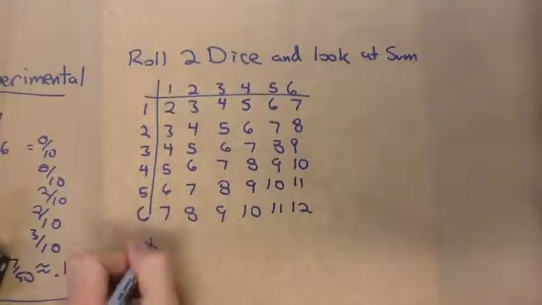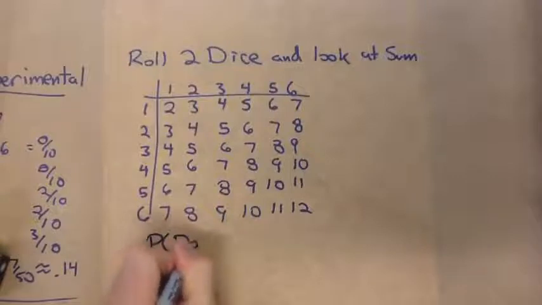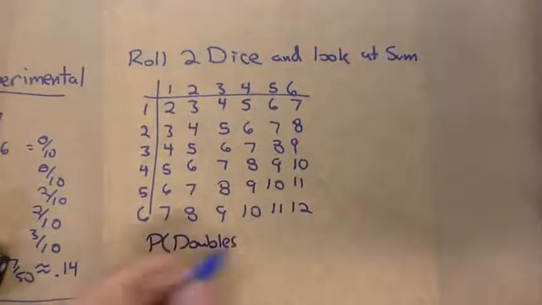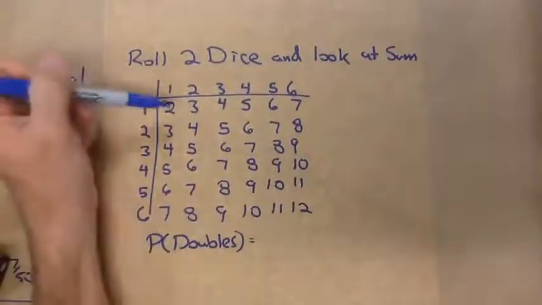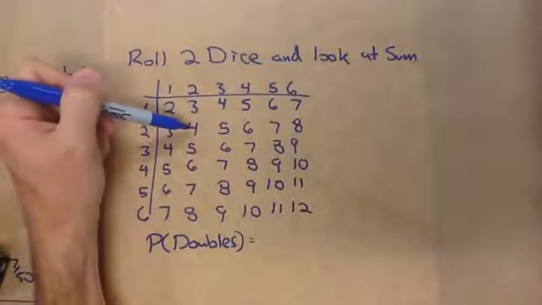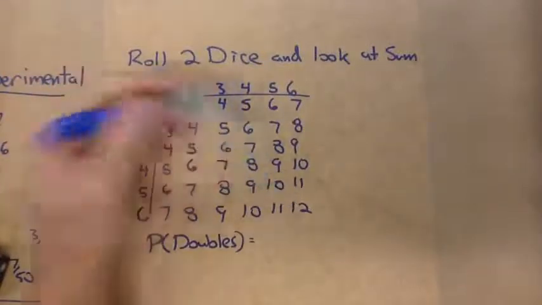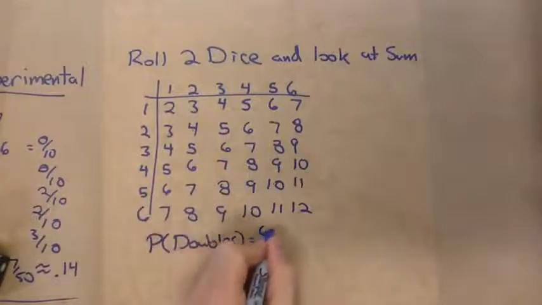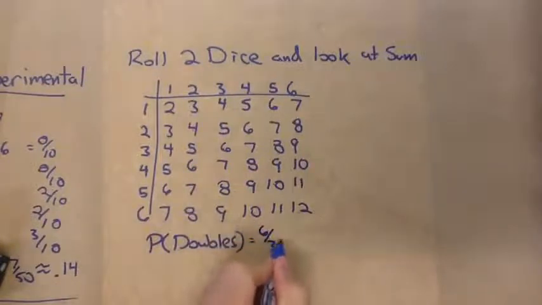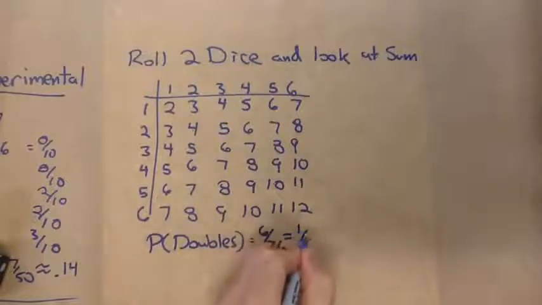So let's first look at the probability that I got doubles. So probability of doubles. So I have to look on here at all the ways I could get a double. So really I could have 1 plus 1, 2 plus 2, 3 plus 3, and on down to 6. So there's actually 6 ways out of 36 possibilities that I could get doubles, which is 1/6.